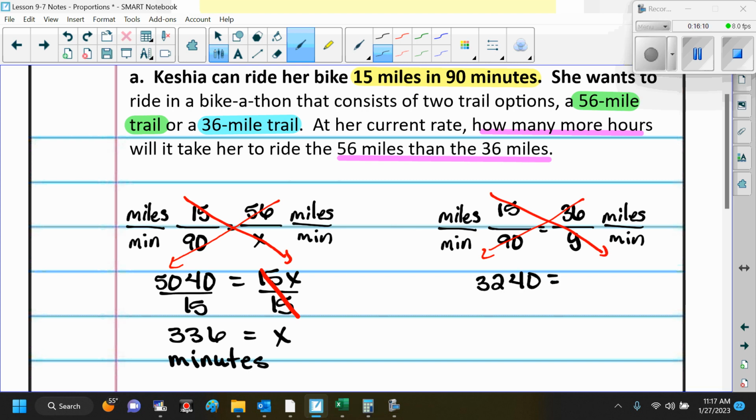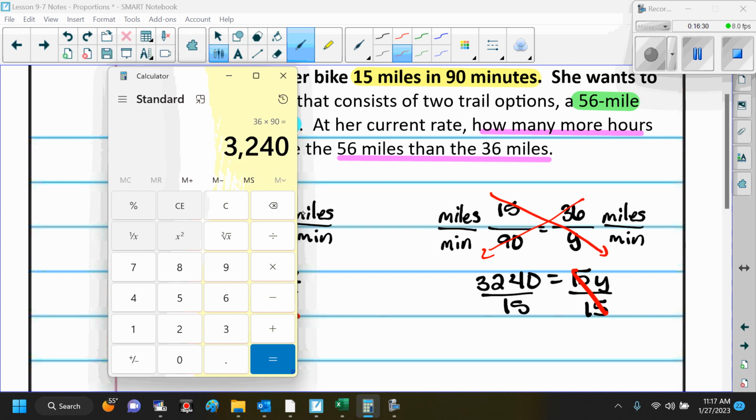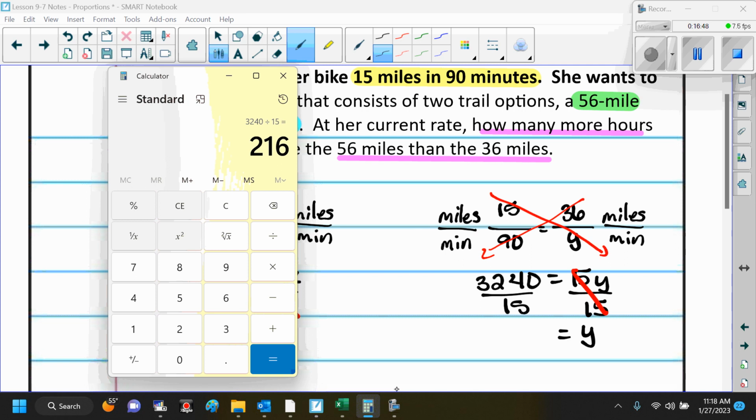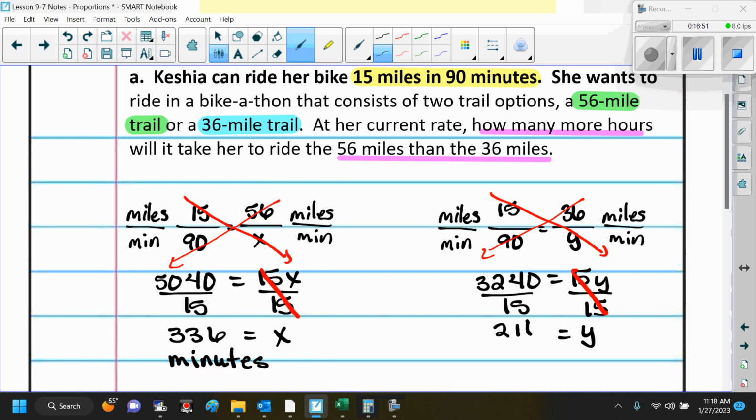And then on the other side, we have 15 times y. How do I get the y by itself? Divide by 15. Very good. Those 15s simplify to 1. They cancel out. And then we've got 3,240 divided by 15, and that's equal to 216. So y is equal to 216 minutes.